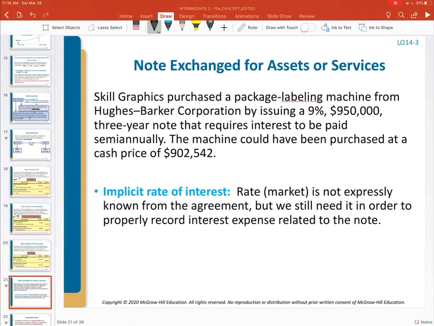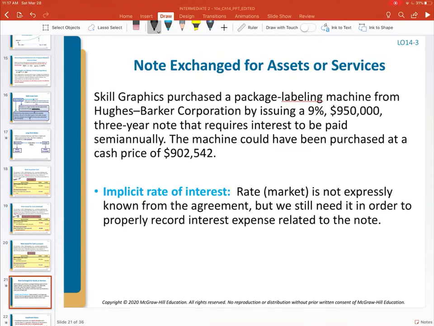So here's the information that we're going to go through. We are purchasing a labeling machine. So the machine is what we're going to be receiving. In exchange, essentially what you're assuming is that the company doesn't want to have to pay full price cash right now for this machine. So what we're going to do instead is set up a long-term note payable. That note payable is going to have a face amount of $950,000. It's going to come with a 9% interest rate that's going to be paid semi-annually. The note is for 3 years. And so that's all the information related to the note.